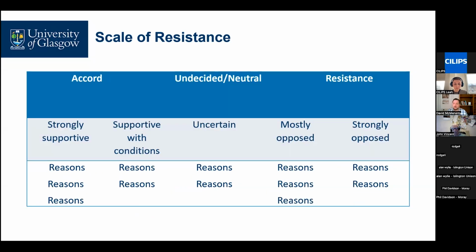So the scale of resistance tool works essentially like this. It's a table, and it goes from one end, which is accord, through neutrality, undecided, to the other end, which is resistance. What it asks you to do is, if you're planning anything, write down the arguments that you could interpret that you might receive for the initiative.